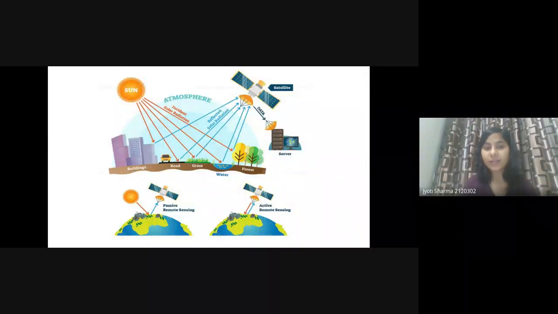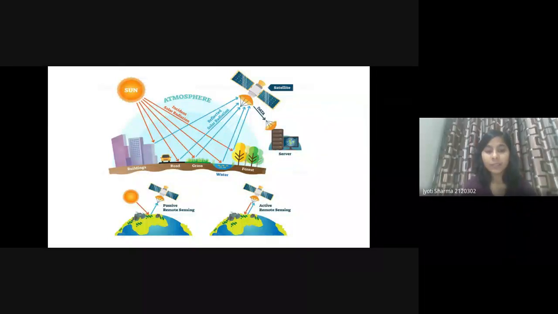about this building, about this grass, about this forest. After getting this reflected light, the sensor will give this data to the server, and this server will acquire such kind of information. So this is kind of the working of remote sensing, or using satellite. So we have two different types of remote sensing. One is passive and one is active. It is dependent on the source of radiation we are getting.